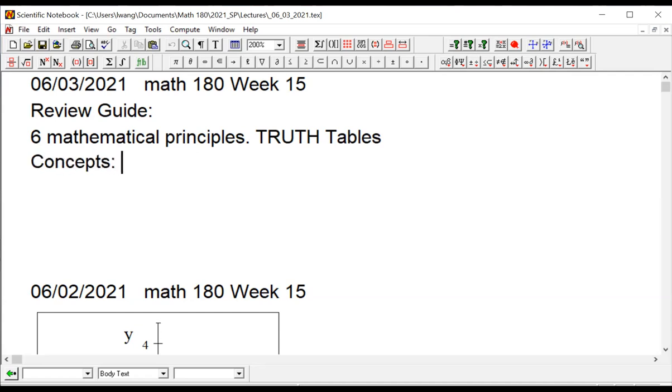right? The concepts, which is on the notes. The concepts on the second page, such as functions, right? What is a function? And other definitions such as one-to-one function.